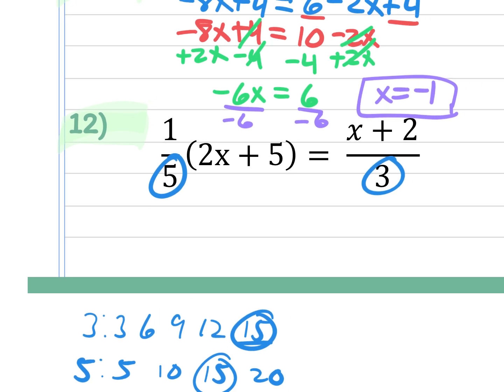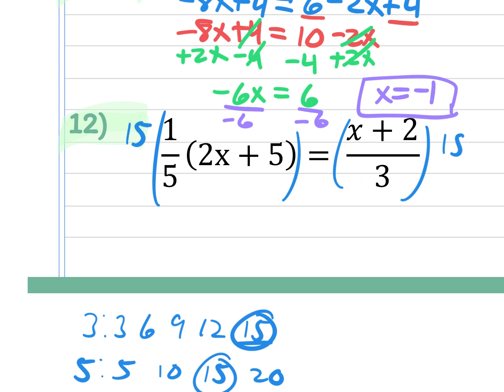All right, so let's go ahead and do that. Let's multiply both sides by the least common multiple. So let's multiply this side by 15, and let's multiply this side by 15 as well. All right, so when we do that, 15 divided by 5, that's just going to get us a 3. Right, so we can cross those out and replace it with a 3.